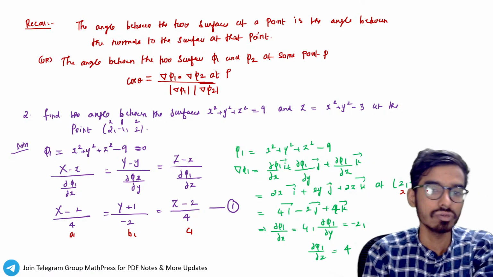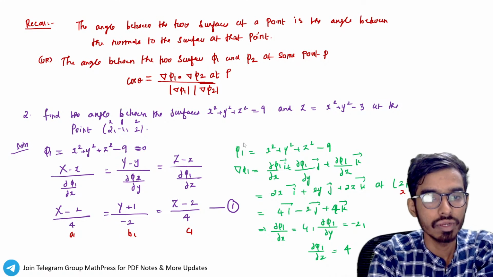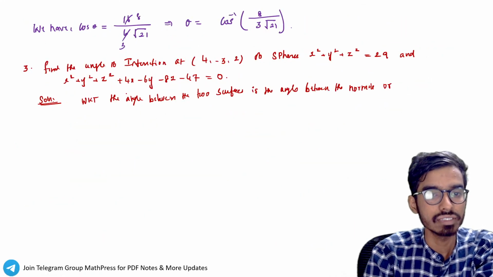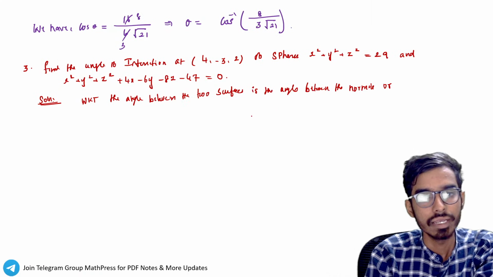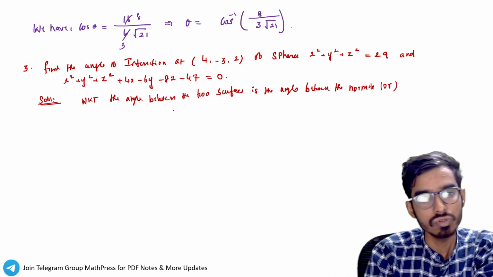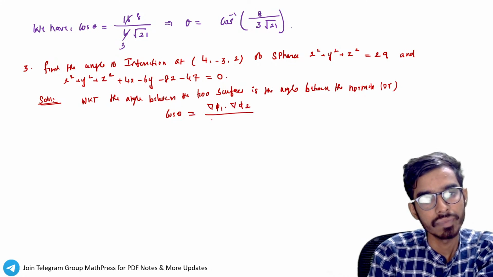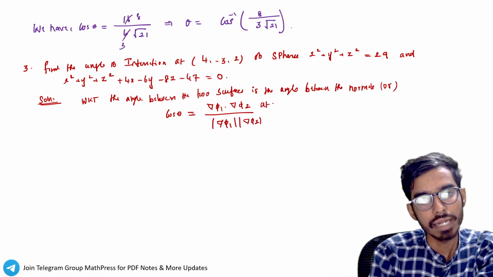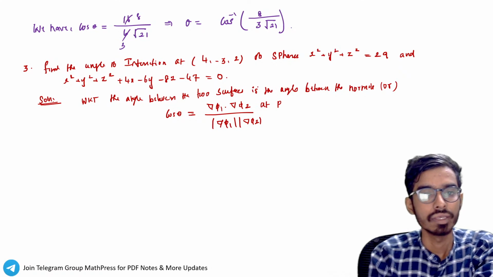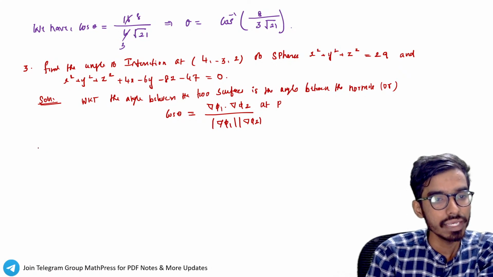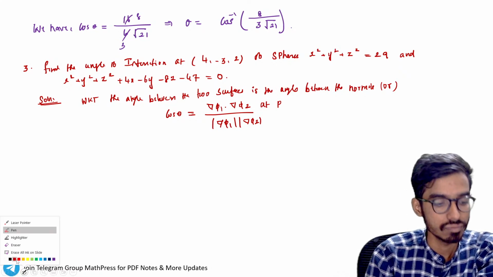Okay, so we will use this formula now, because just now we did it using the other method. Or you can also use the formula cos theta is equal to del phi 1 dot del phi 2 divided by modulus of del phi 1 into modulus of del phi 2, these two at the point P. So we'll use this.